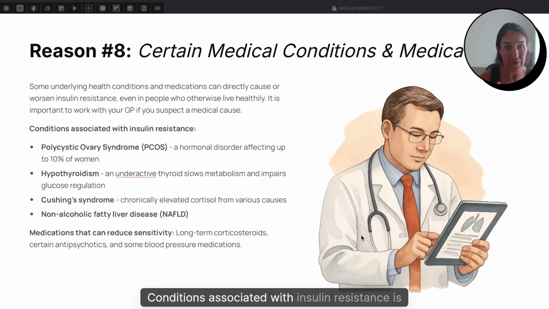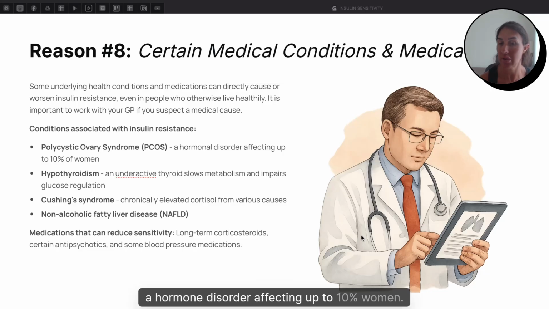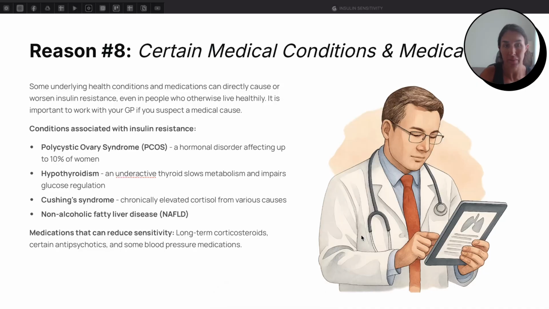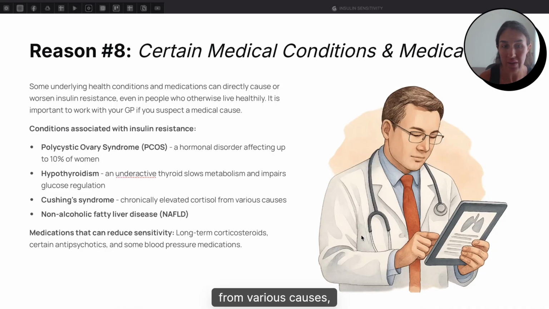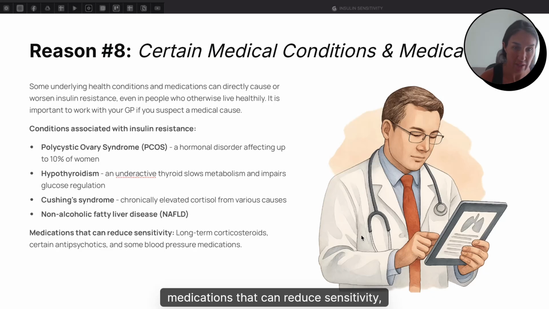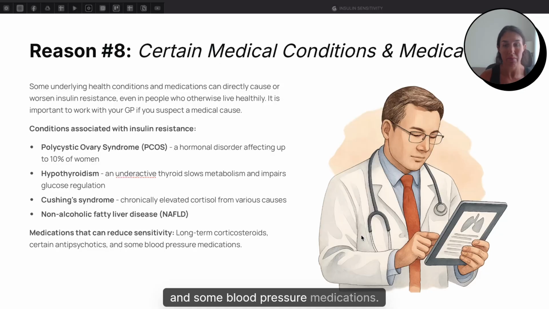Conditions associated with insulin resistance include PCOS, a hormone disorder affecting up to 10% of women. Hypothyroidism, an underactive thyroid, slows metabolism and impairs glucose regulation. Cushing's syndrome, chronically elevated cortisol from various causes. Non-alcoholic fatty liver disease, NAFLD. Medications that can reduce sensitivity include long-term corticosteroids, certain antipsychotics, and some blood pressure medications.